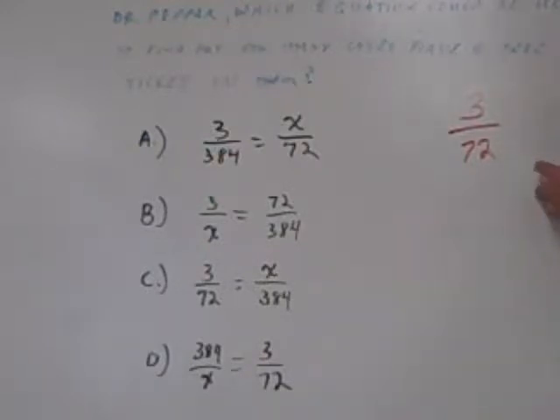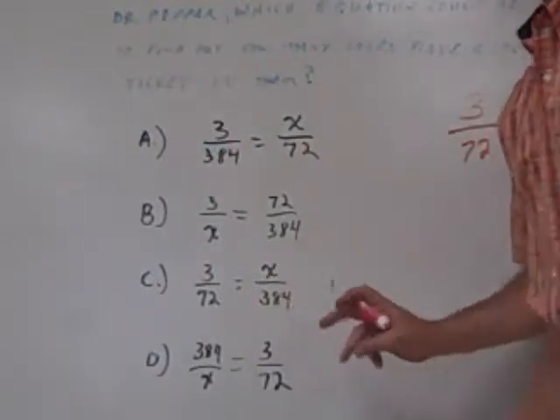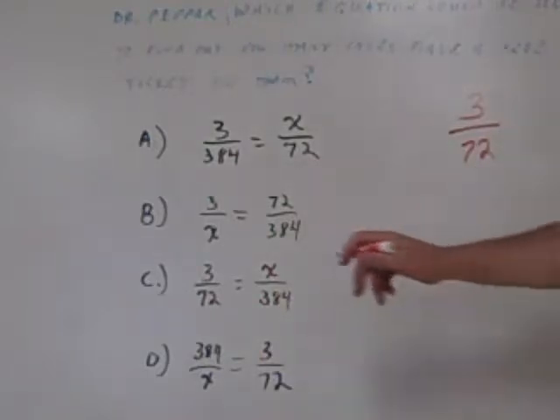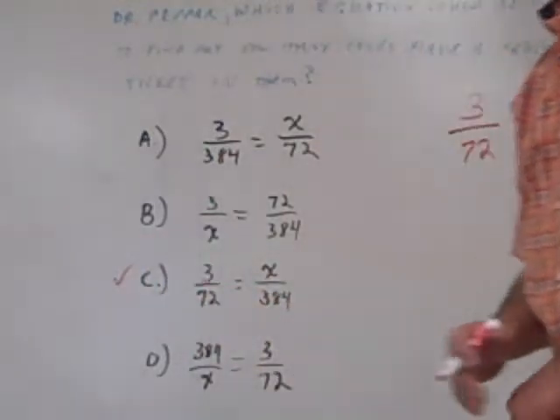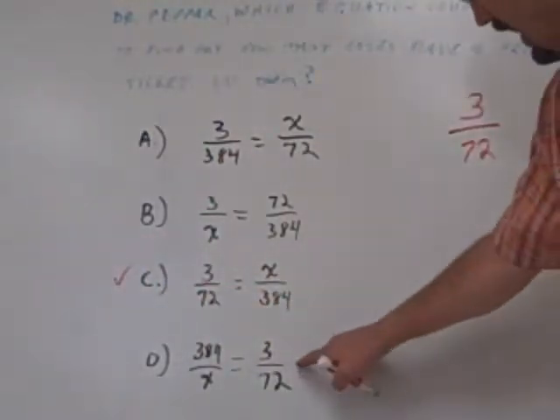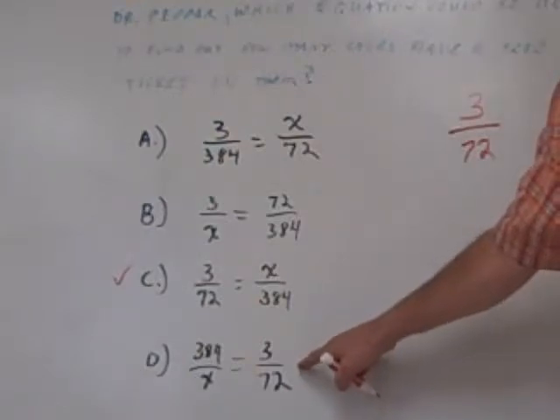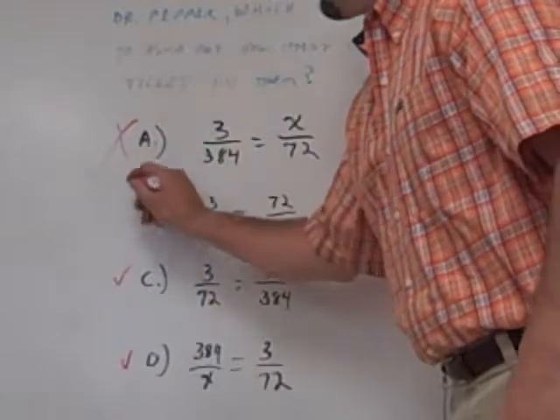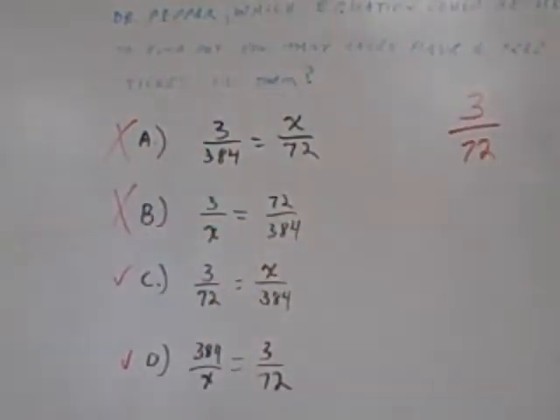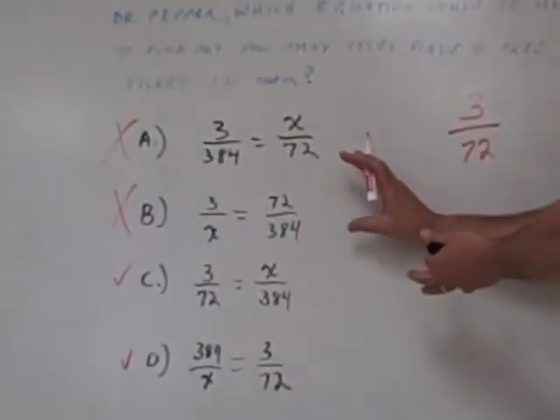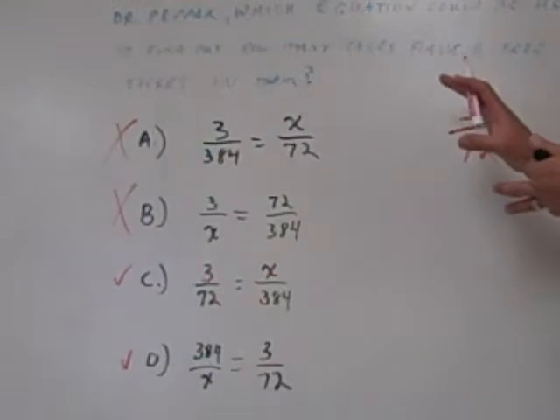Do you see any 3 over 72s here? I'm not even going to finish it right now. I'm going to look at my answer choices. Are there any 3 over 72s? C. I got a D right here with 3 over 72. So what about these two? This tells me I've gotten closer. I've eliminated 2 answers. But we got to keep going a little bit.